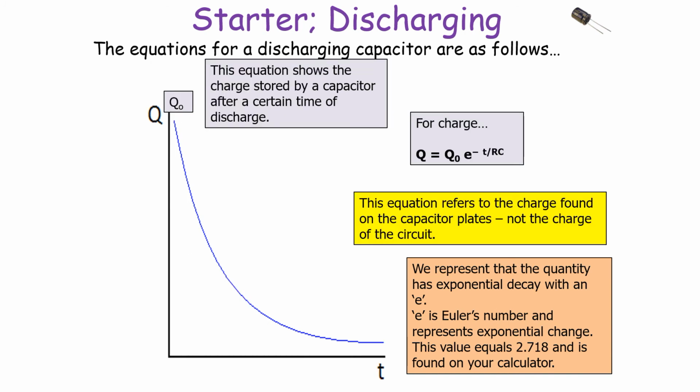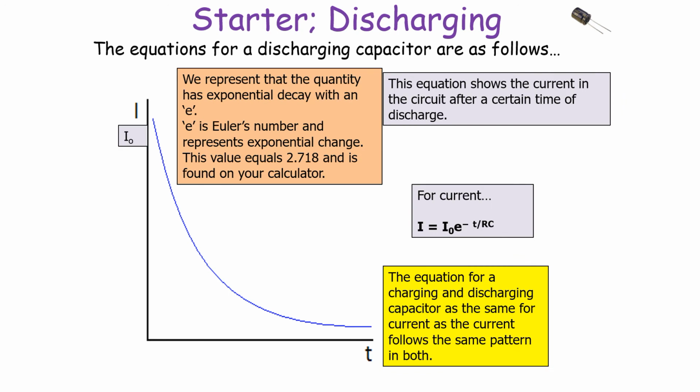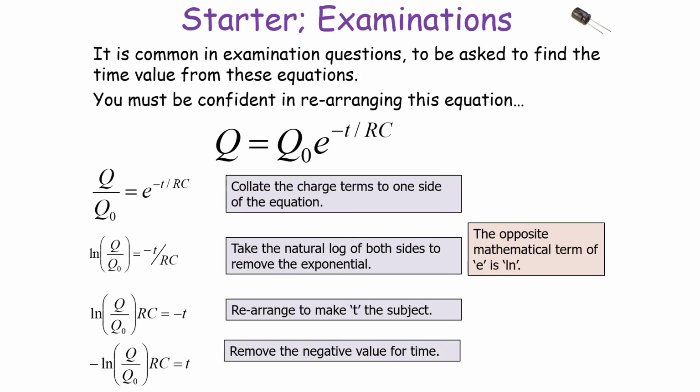You've got Q equals Q0 e to the minus t over RC, where again Q0 is our maximum value of charge stored by the capacitor, not by the circuit, and I equals I0 e to the minus t over RC. Now you've got to be able to rearrange these types of equations.